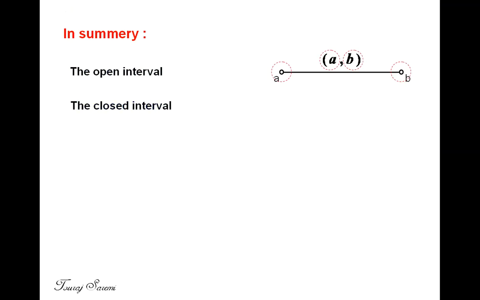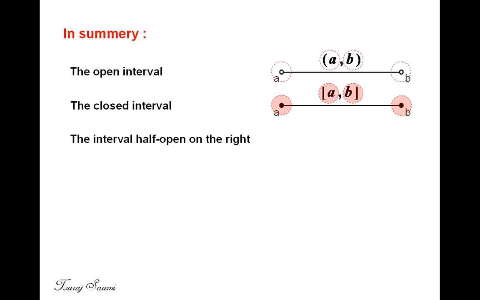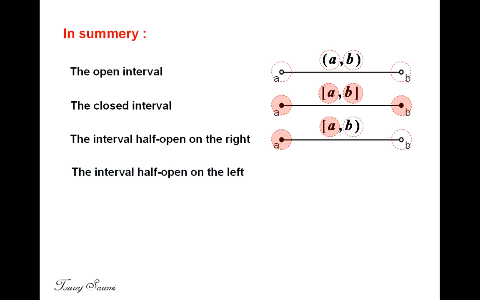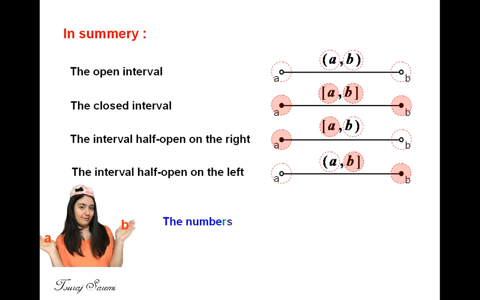In summary, the open interval, the closed interval, the interval half open on the right, the interval half open on the left. The numbers a and b are called the endpoints of the interval.